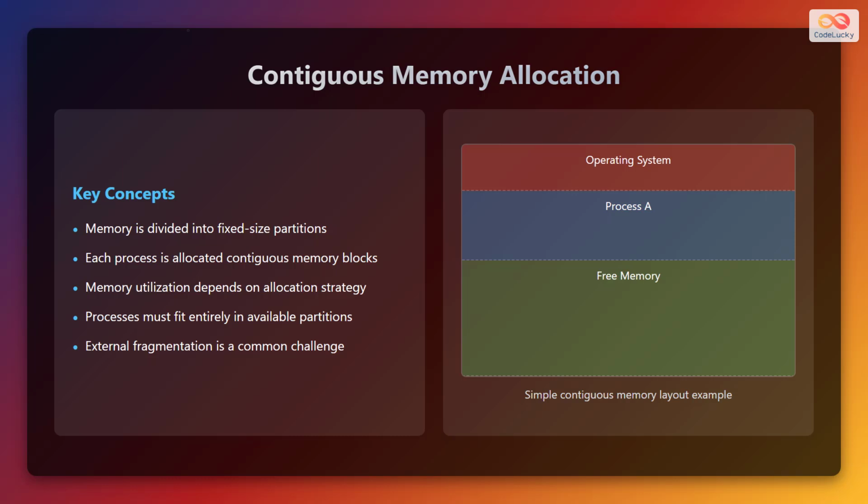Contiguous memory allocation involves dividing memory into fixed-size partitions. Each process is allocated contiguous memory blocks. Memory utilization depends on the allocation strategy used. Processes must fit entirely in available partitions. A common challenge faced here is external fragmentation. We'll explore each of these points in more detail.